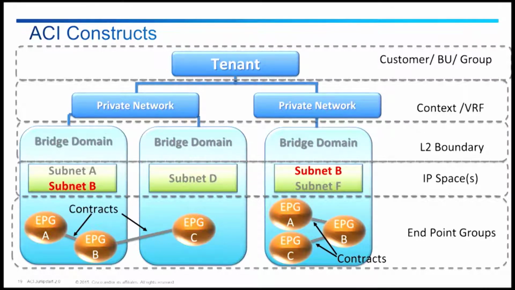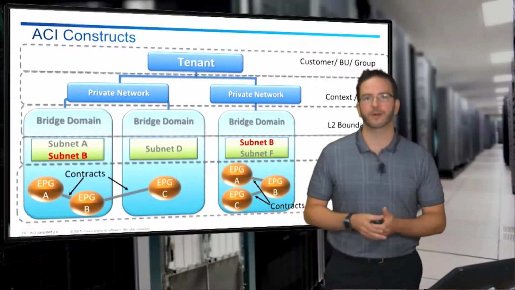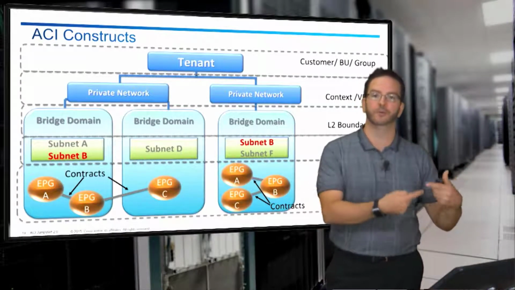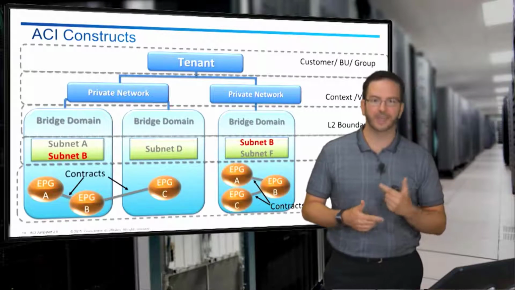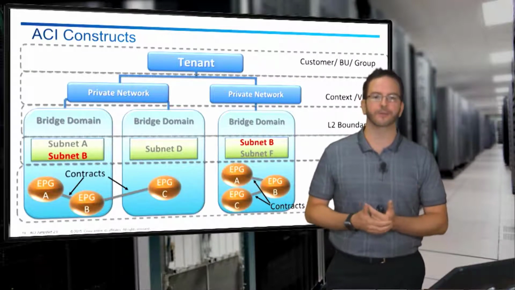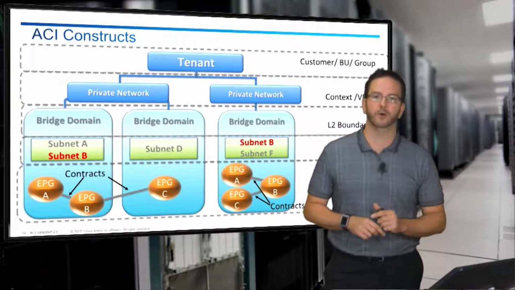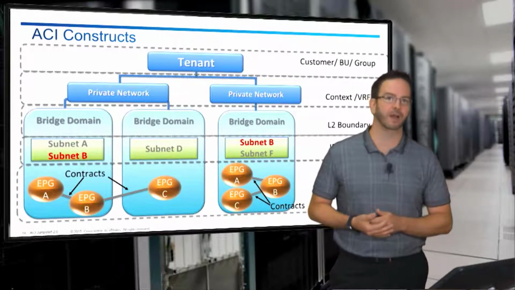Below that, we have our IP subnets. Okay, we talked about our IP subnets. They're going to belong to a bridge domain, which rolls up into our private network. Again, we can have multiple reuse there. So if I want to recycle that subnet B from that first bridge domain, I can do so as long as they're separated by a different private network.